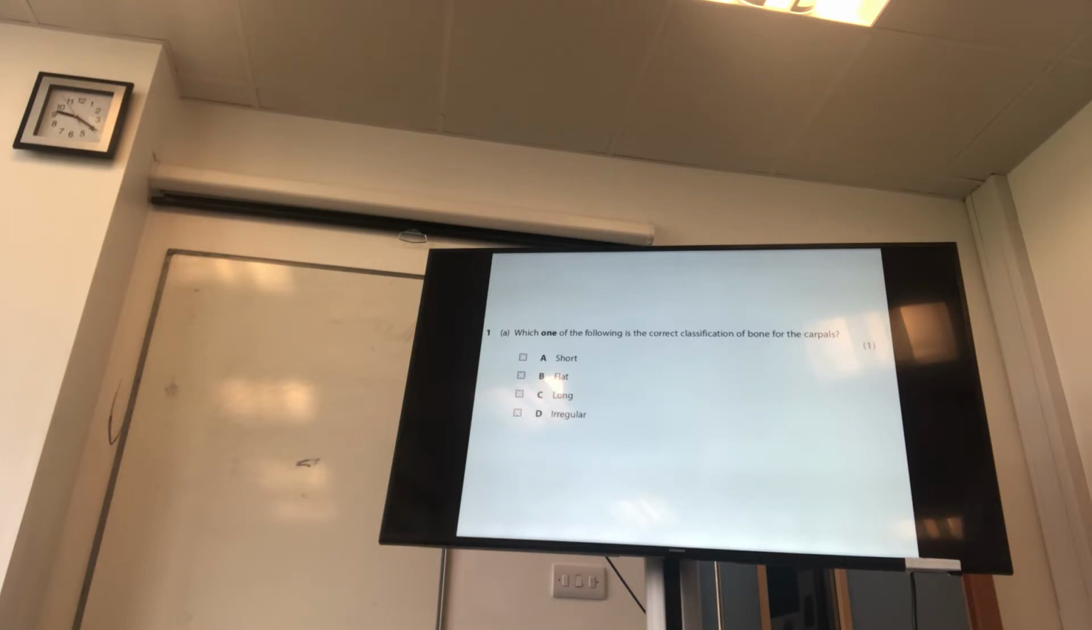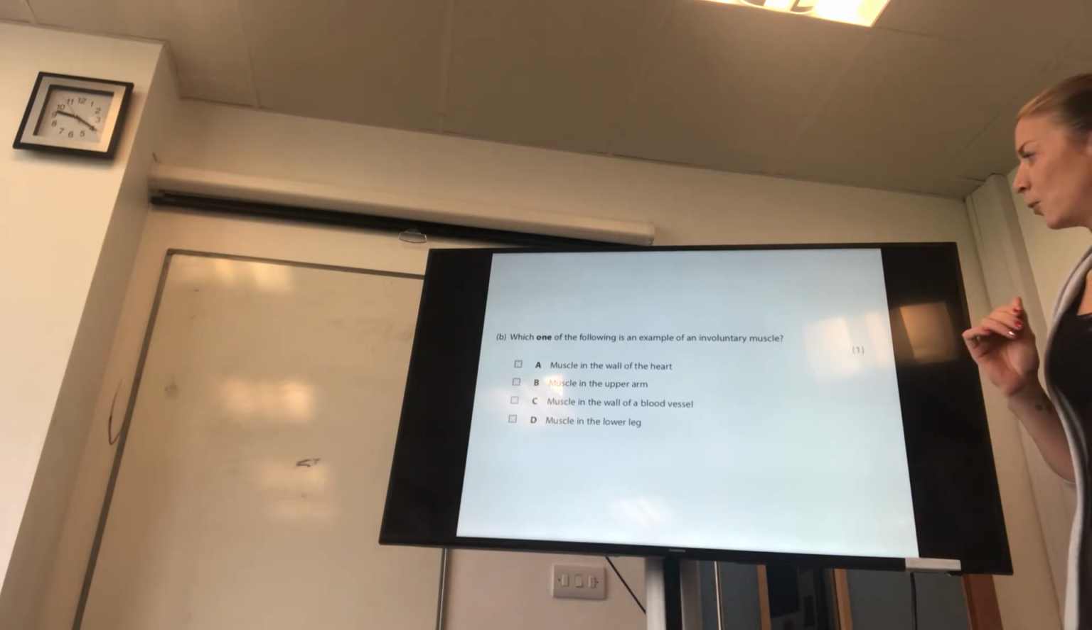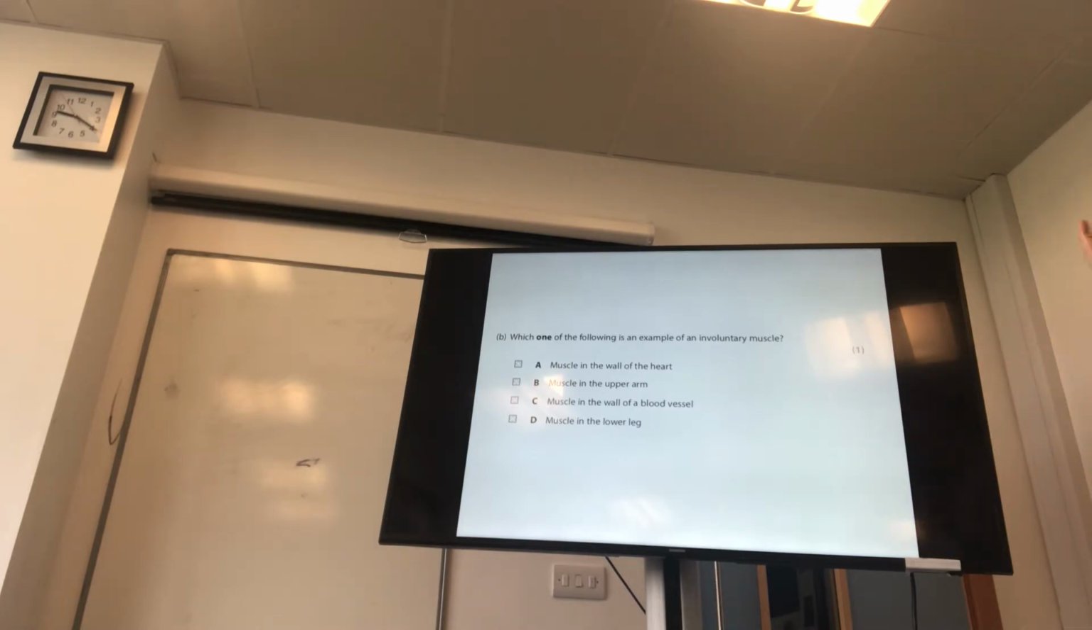Okay, is it A, B, C, or D? A. Everyone get that one right? Some of these go back quite a while because we've not looked at this for a while. Which one of the following is an example of an involuntary muscle? So all you need to write down is A, B, C, or D.